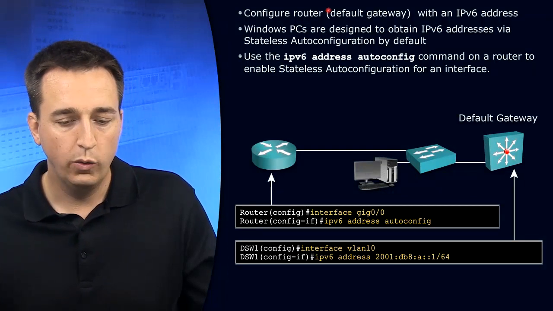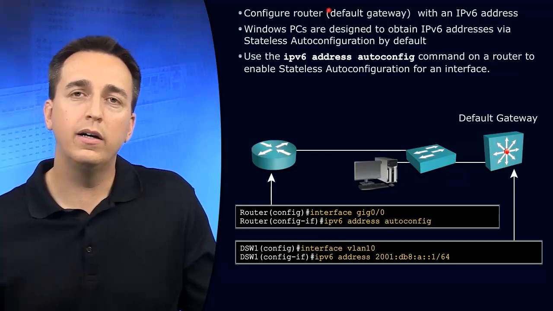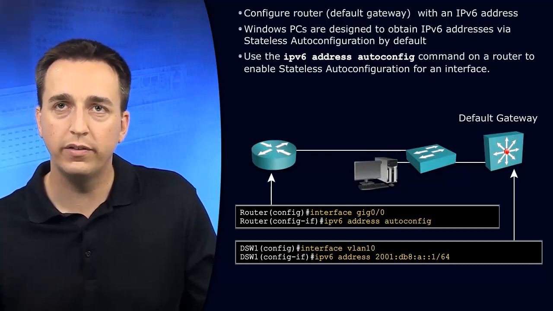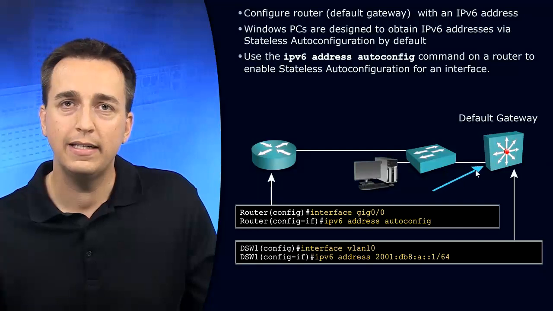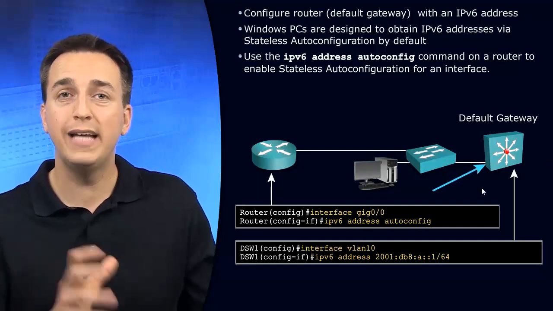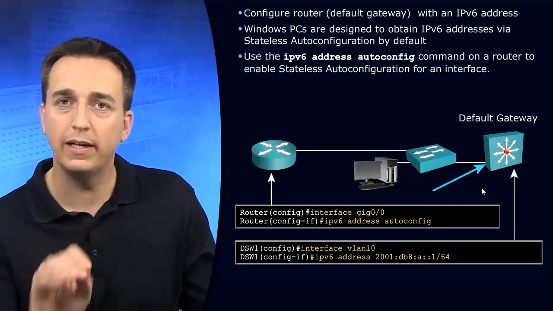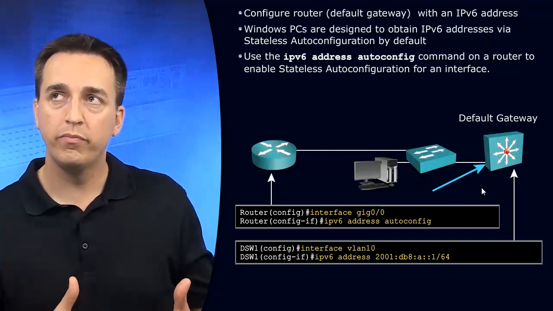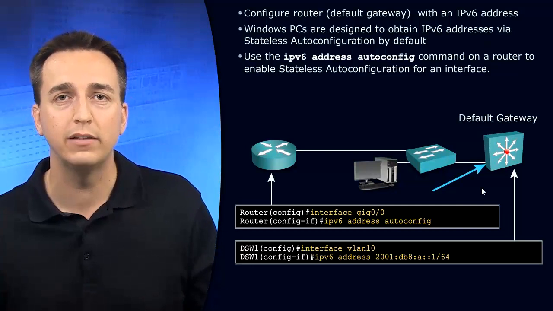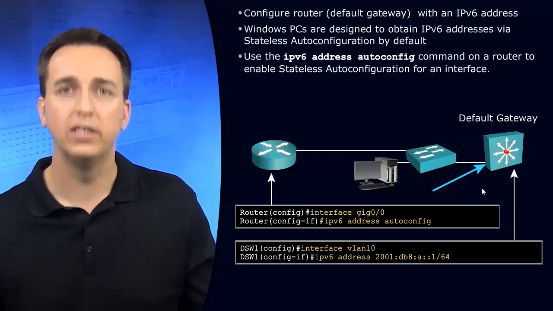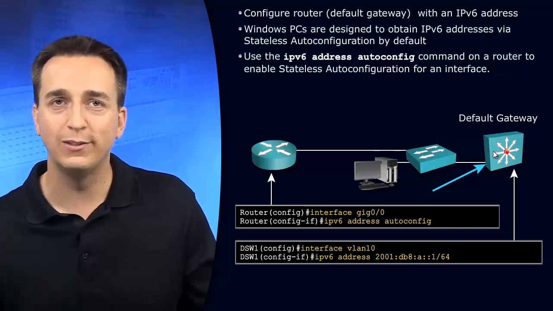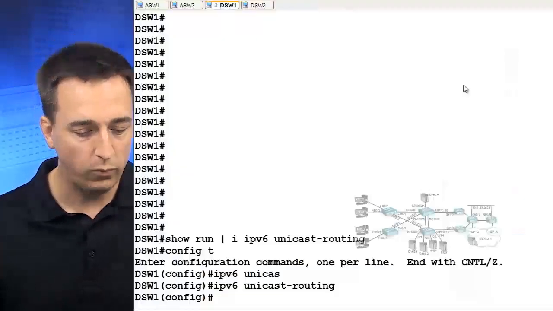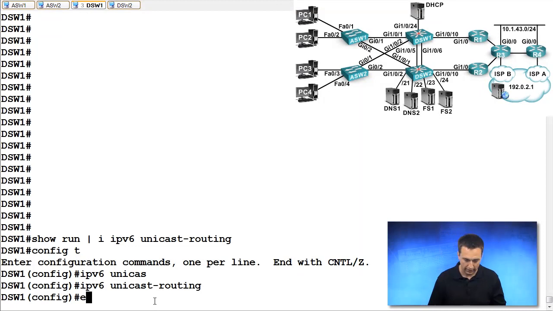Next, the multi-layer switch's interface that is connecting up to the local network, where we're going to be sending out router advertisements so devices can auto-configure their IPv6 addresses, needs a global IPv6 address as well. So let's verify if DSW1 has that global IPv6 address.